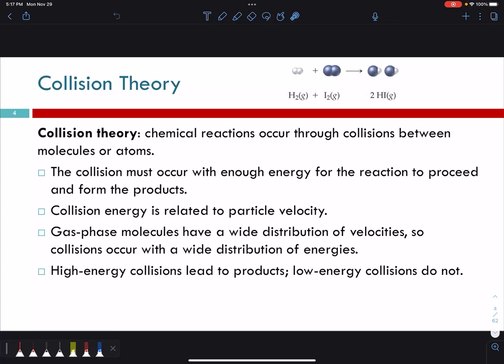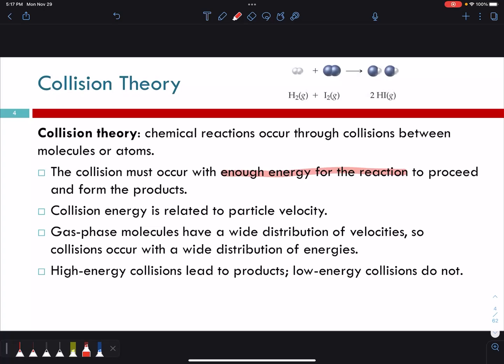There are a few other things that go along with that. If they just gently bump into each other, there's not enough energy for them to react. So they have to collide with enough energy, which we usually think of as temperature, for the reaction to proceed. That collision energy is related to particle velocity. That goes almost all the way back to kinetic molecular theory, where temperature is related to the speed of the particles.